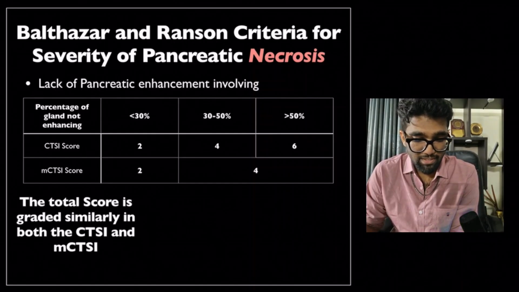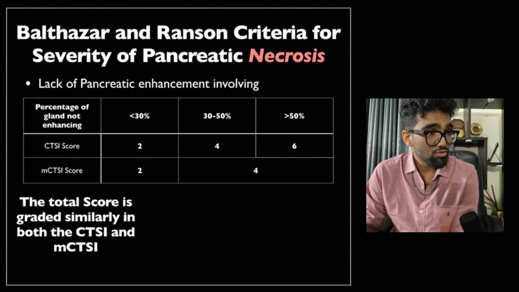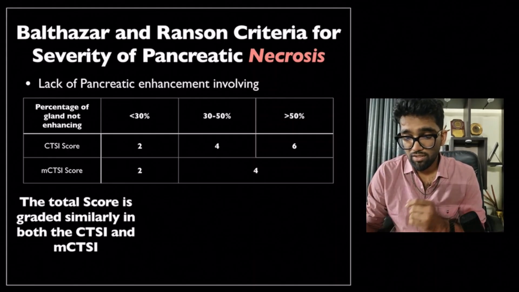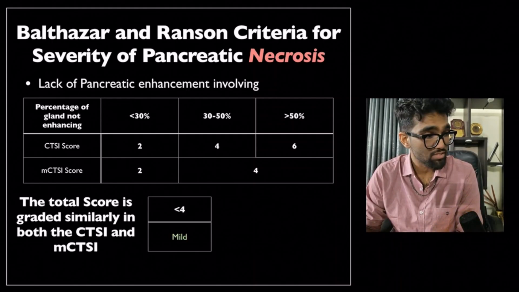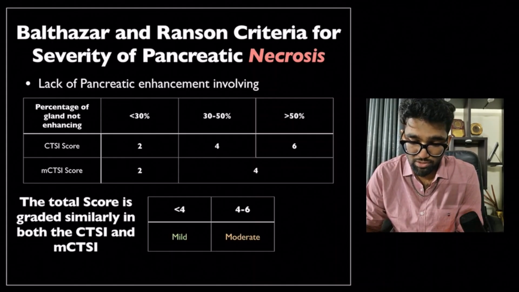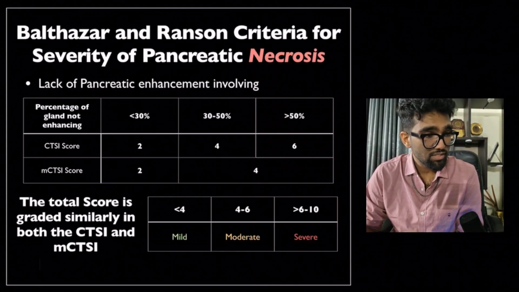The total score is graded similarly in both CTSI and modified CTSI. So a total score, that is a combination of the inflammation score as well as the necrosis score. If it is less than 4, it is considered mild. If it is 4 to 6, it is considered moderate. And if it is more than 6 to 10, it is considered severe.